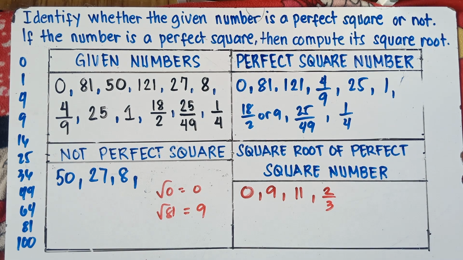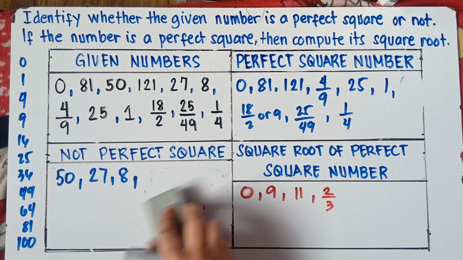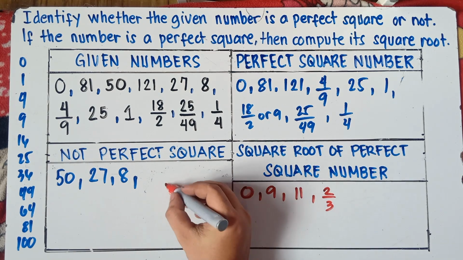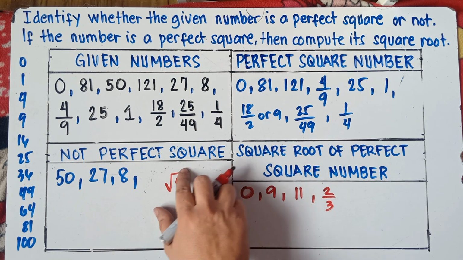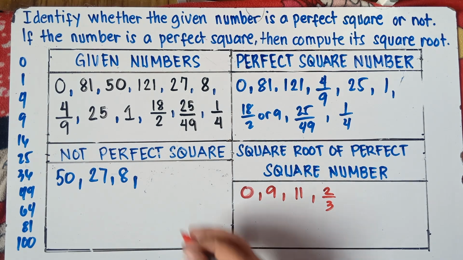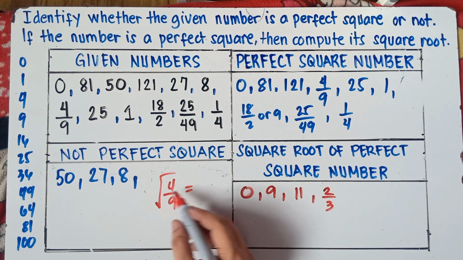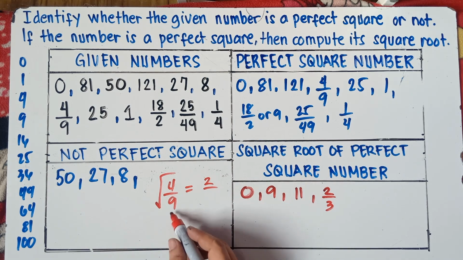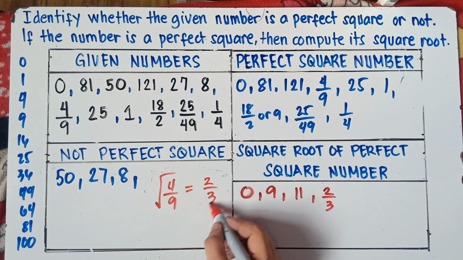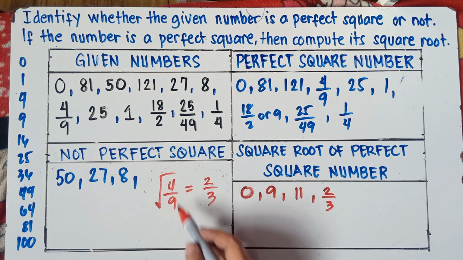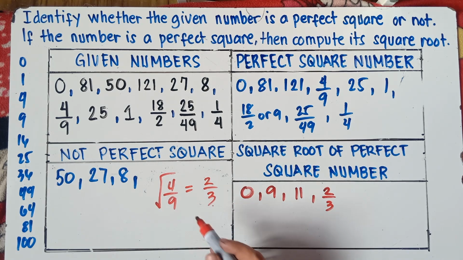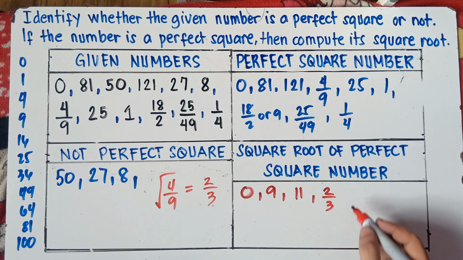Once again, class, the square root of 4 over 9, let me explain that one. The square root of the numerator, the square root of 4, is 2. And the square root of the denominator, the square root of 9, is 3. Because 2 times 2 is 4, and 3 times 3 is 9. Therefore, the square root of 4 over 9 is 2 over 3.